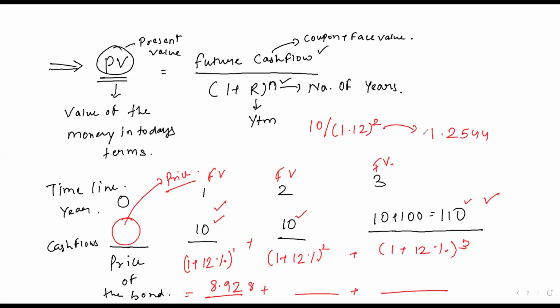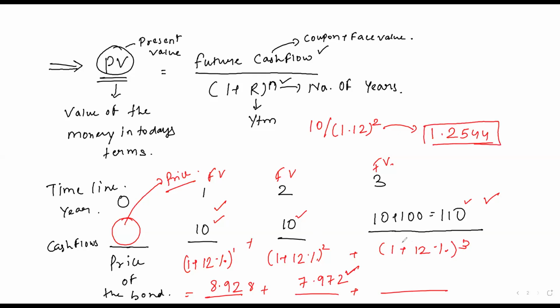10 divided by 1.2544. What is the value? 7.971, or 972. If you divide 10 with 1.25, how could you get 11.2? You would get a decreasing value, right? So it's 7.972. 10 divided by 1.2544, it's 7.972.